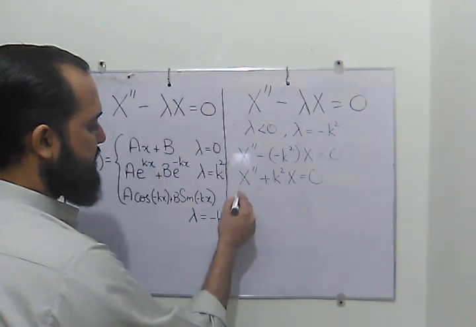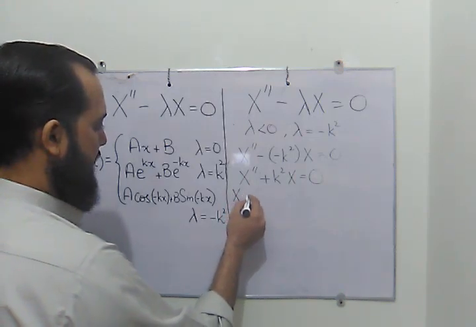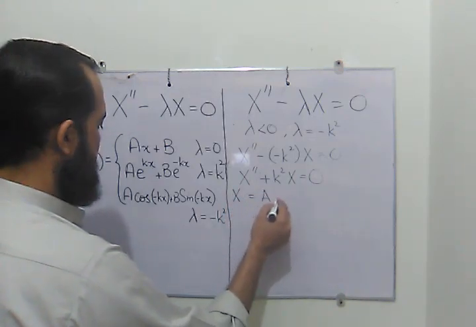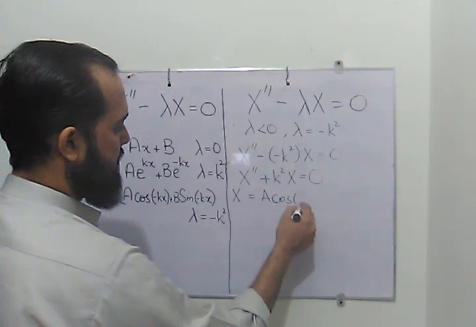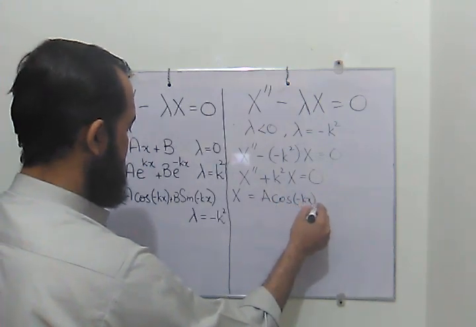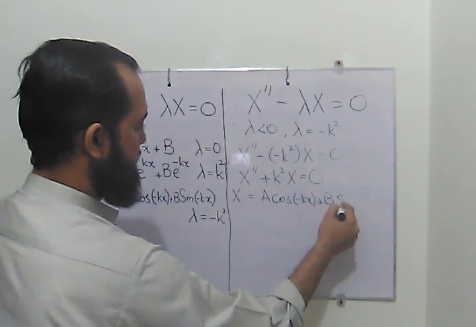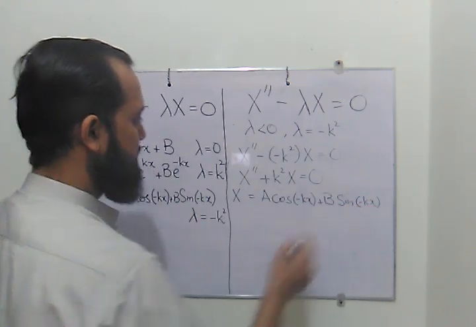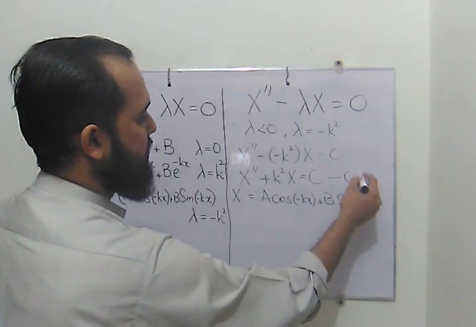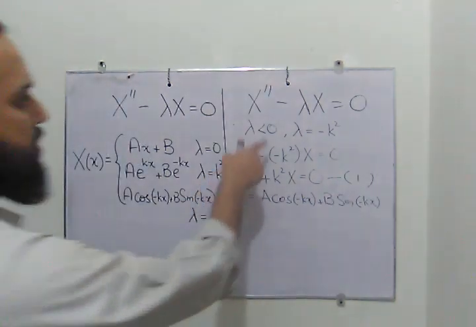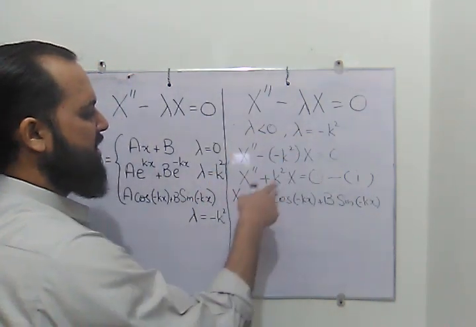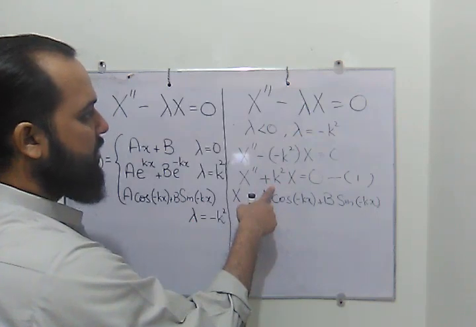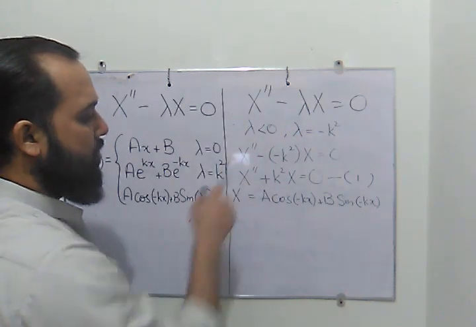So first we write the general solution, which is x is equal to a cos kx plus b sine kx. We will call this equation 1 because we will modify it when lambda is equal to minus k square. So the equation will take the form like this.